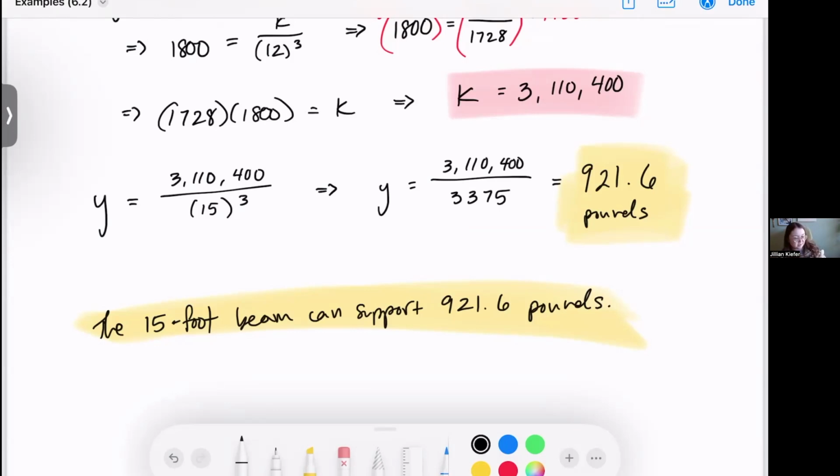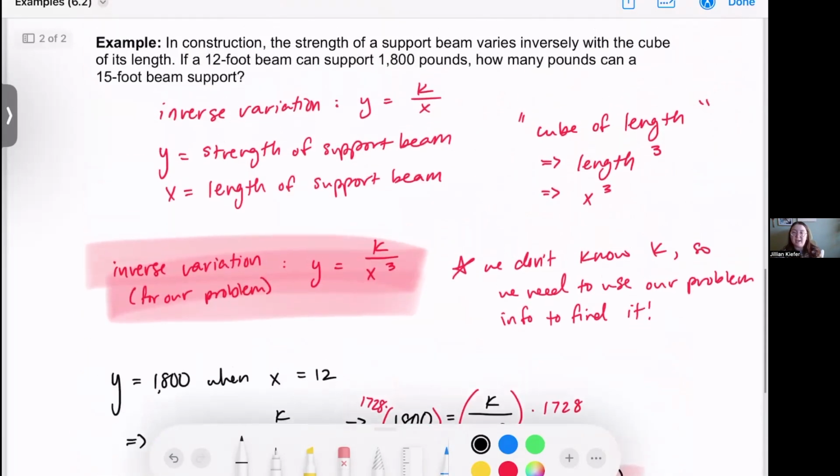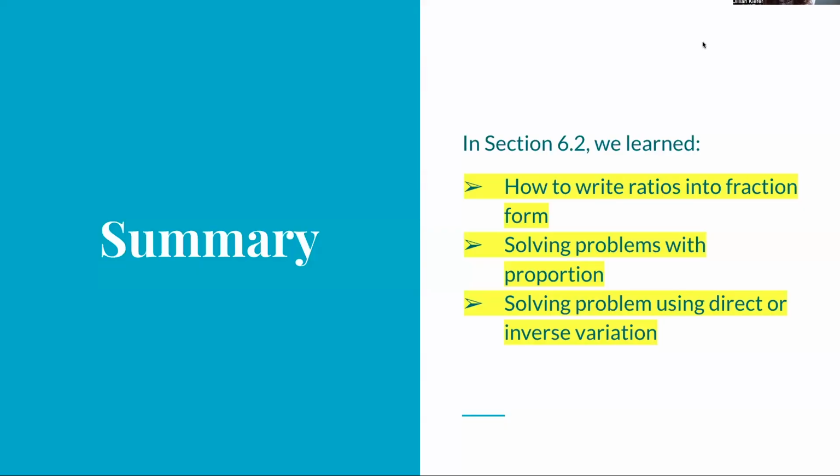So we have that inverse variation, that inverse relationship. The longer the beam gets, the less it can support. But the shorter the beam gets, the more it could support. We can imagine maybe how much more a 10-foot beam could support versus a 12-foot beam. All right, we finished that example there. So let's go back over to our lecture.